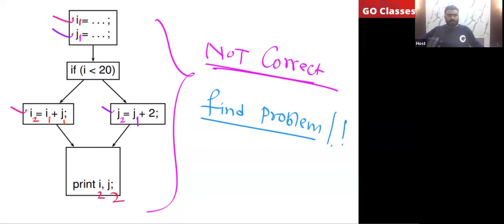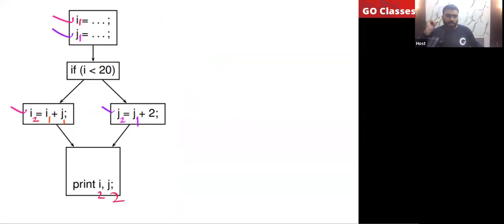Can you find the problem? Anyone? Where is the problem in this entire code? This is not correct, but you find the problem. Is there any problem here? No, there is no problem here. See, this will always be J1, this will always be I1. So there is no problem. And here you are not assigning I, you are using I. So where is the problem?